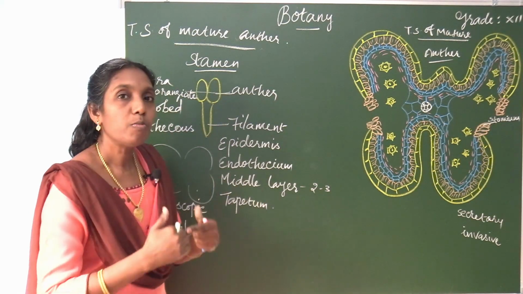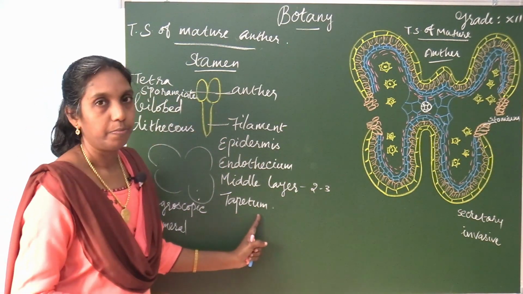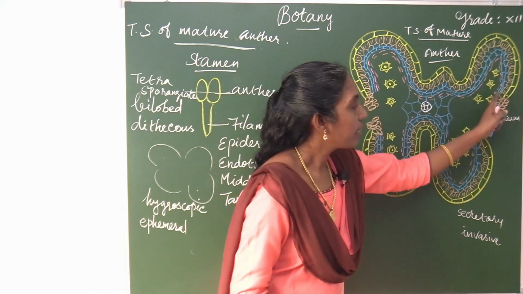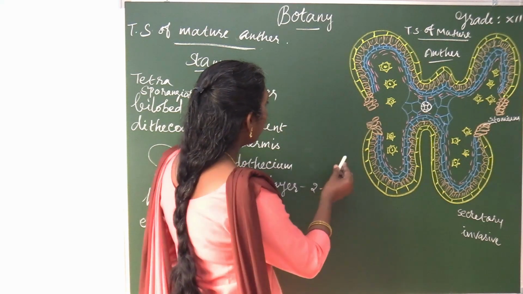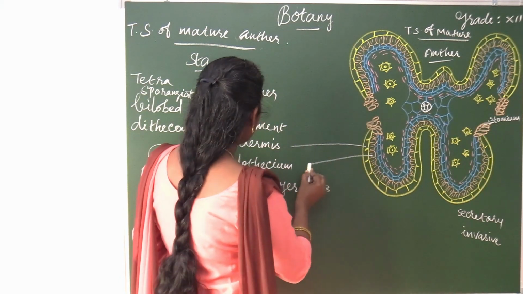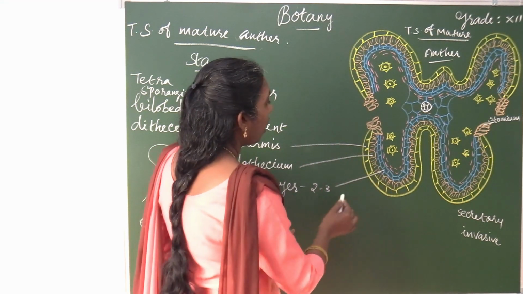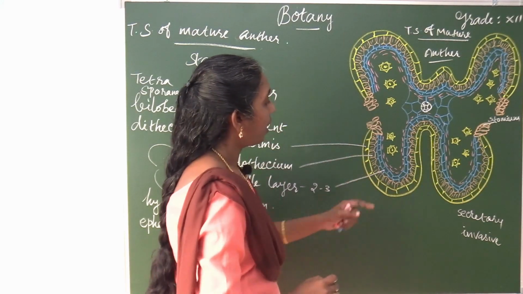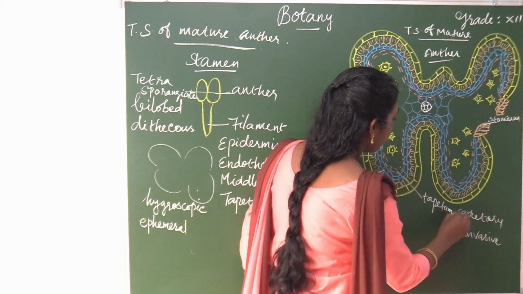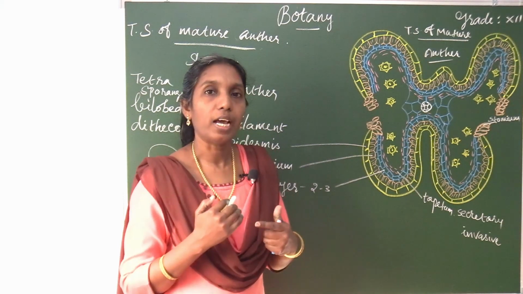Now, the innermost layer of this anther is called tapetum. So the outermost layer is epidermis, the next layer is endothecium, then the middle layer, and the innermost layer is called tapetum. This tapetum is the innermost layer of the anther.